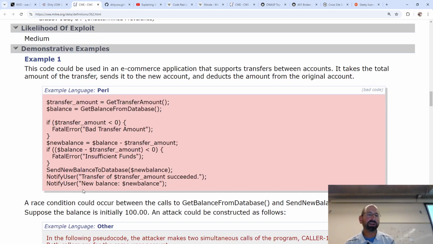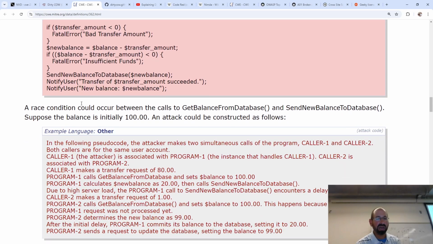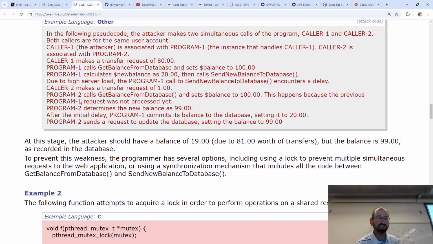But the example they give in Perl is you have some code that is both checking how much balance is left in a bank account and also withdrawing some money from that bank account. If it's sequential code, life is pretty straightforward. Check if you have enough balance. If you do, withdraw the money. Otherwise, don't withdraw the money. And so this is example code that is bad, but it's not necessarily the issue here.